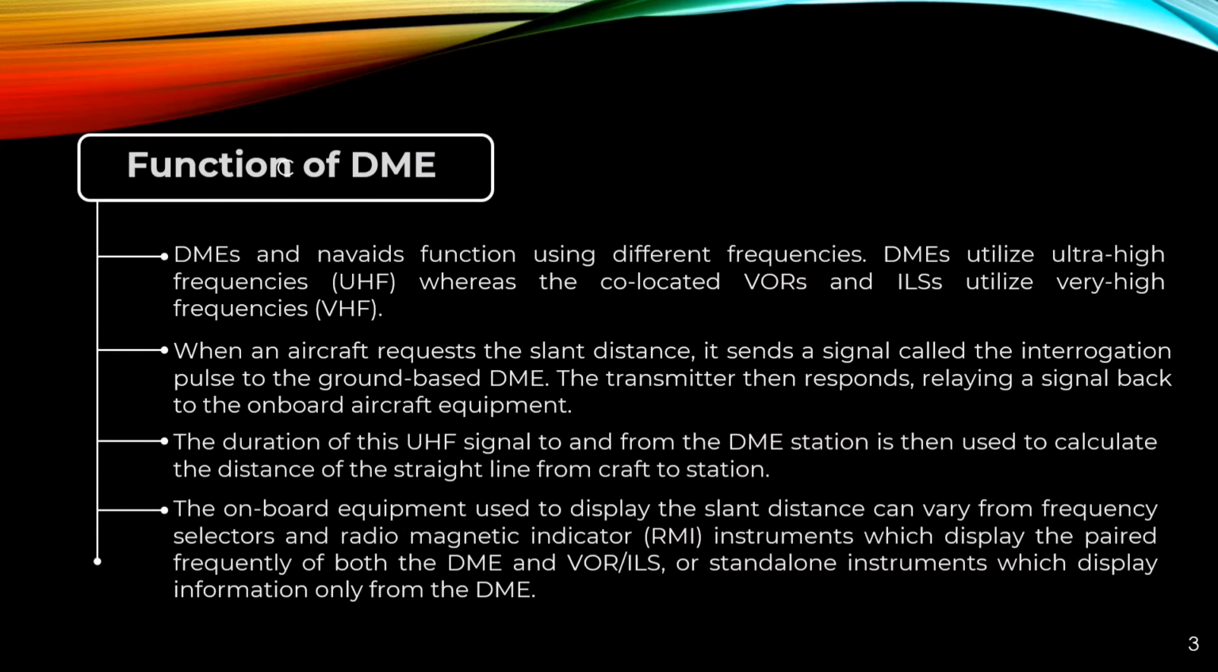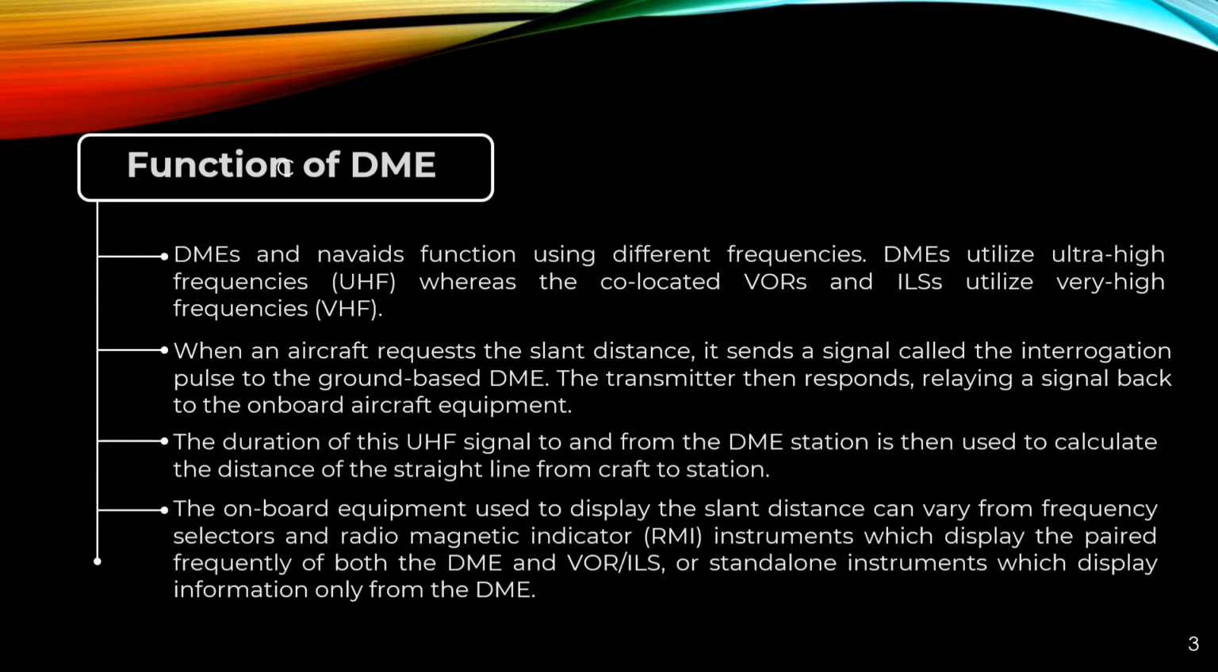Functions of DME. The DME and nav aids function using different frequencies. DMEs utilize ultra-high frequency, UHF, whereas the co-located VOR and ILS utilize very high frequency, VHF. When an aircraft requests the slant distance, it sends signals called interrogation pulses to the ground-based DME. The transmitter then responds, relaying back a signal to the onboard aircraft equipment. The duration of this UHF signal to and from the DME station is then used to calculate the distance of the straight line from the craft to the station.